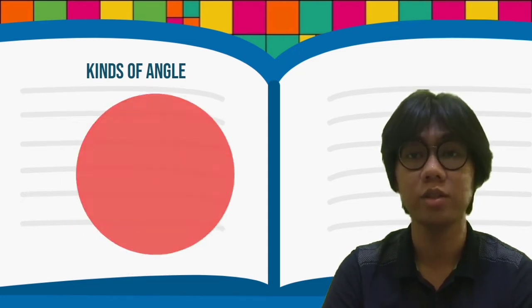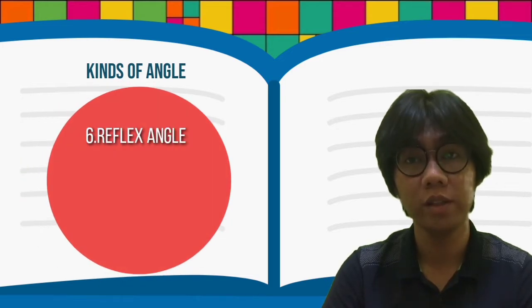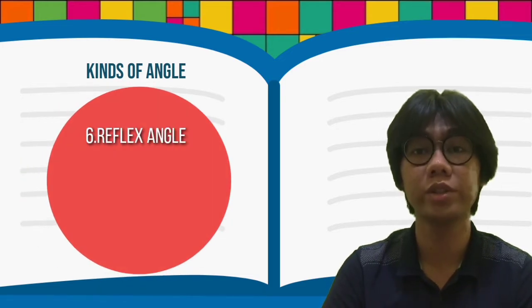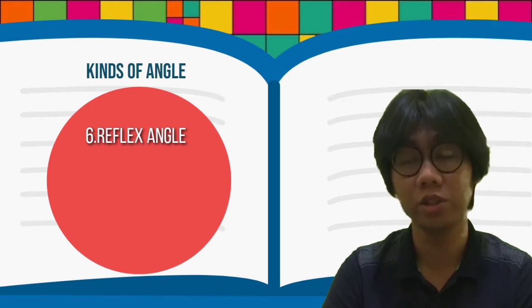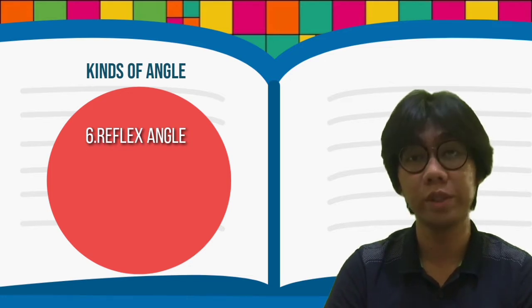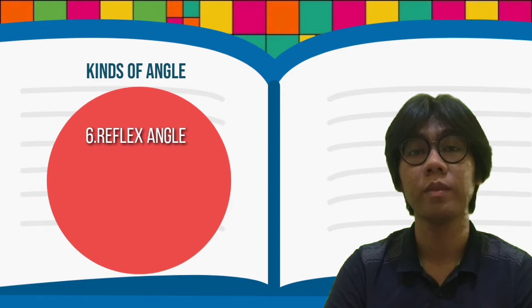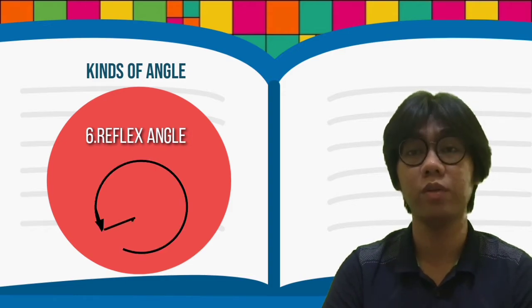And last point is reflex angle. Reflex angle is an angle whose measure is greater than 180 degrees but less than 360 degrees. This is the example for reflex angle.